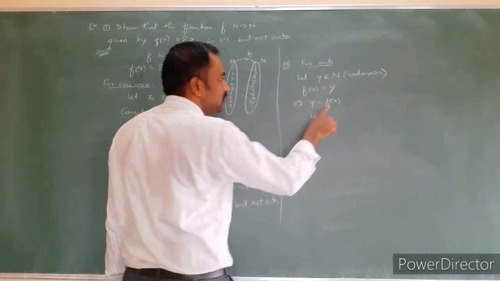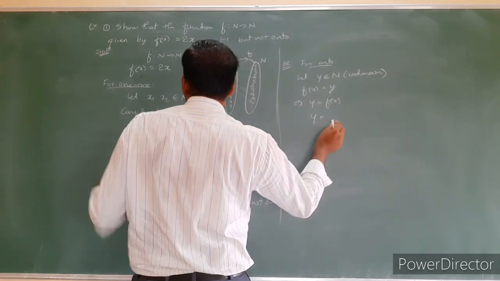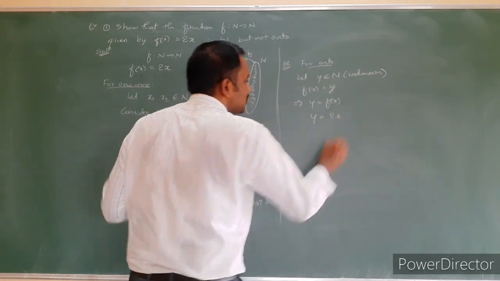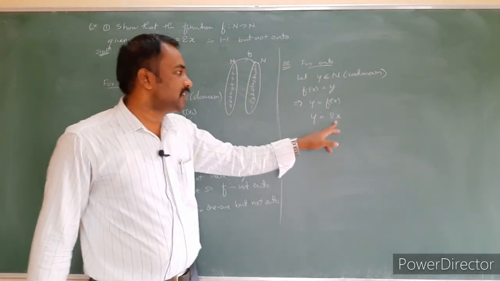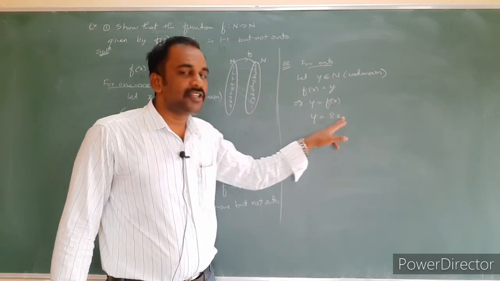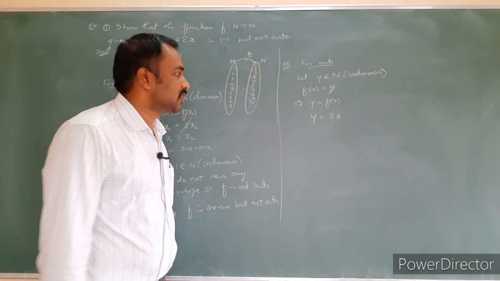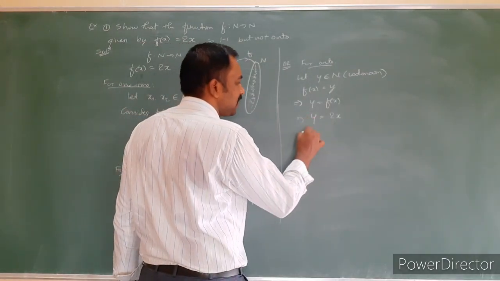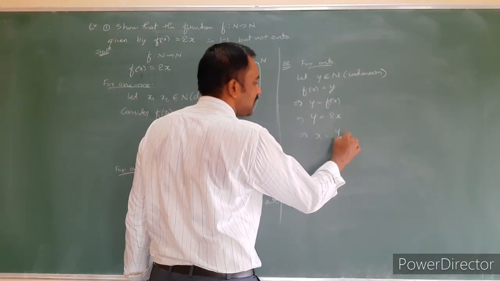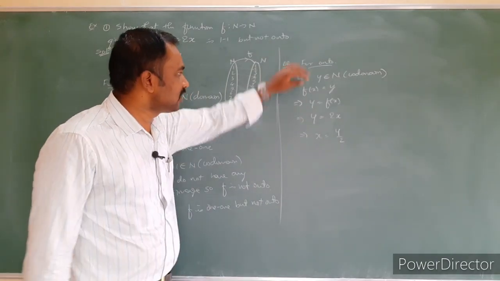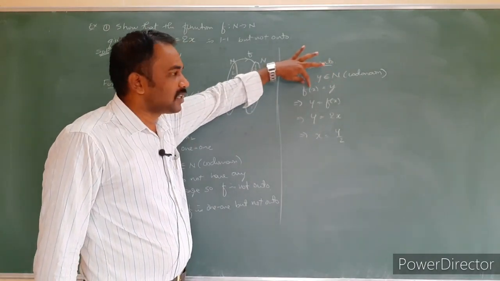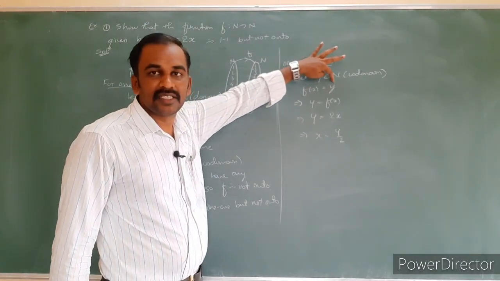So y is equal to f of x. What is f of x? It is 2x. Here y is given in terms of x, that is 2x. Now try to get the x value. Simplify. What can we write for x? x is equal to y divided by 2. That means x has the image y under the function f.